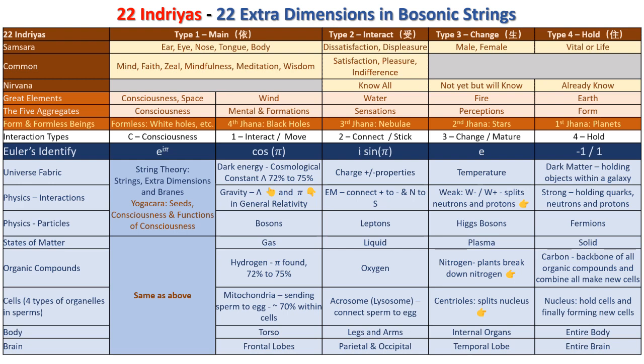The concept of 22 indriyas has a very precise definition. It is cut 2 ways, horizontal and vertical. The horizontal definition has samsara, common, and nirvana, whereas the vertical definition has main, interact, change, and hold. Each indriya is properly defined as shown in the table. But what is the use of such definition to physics?